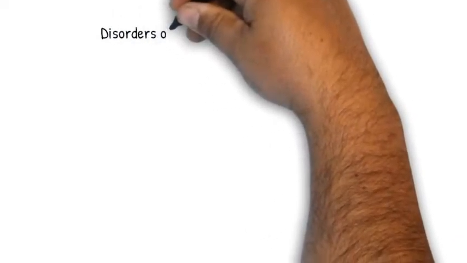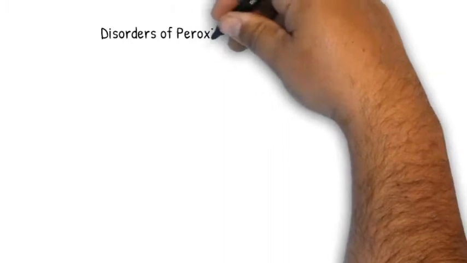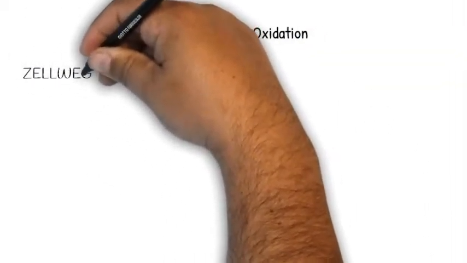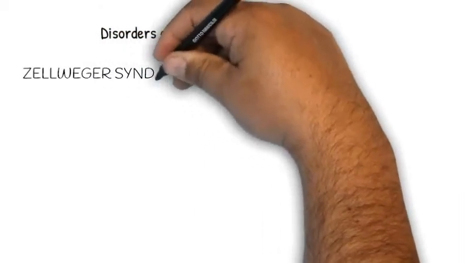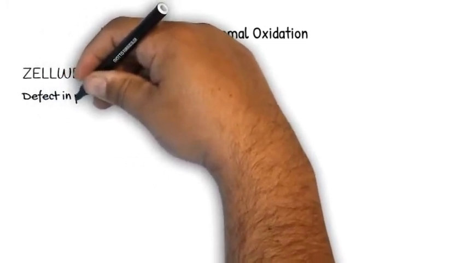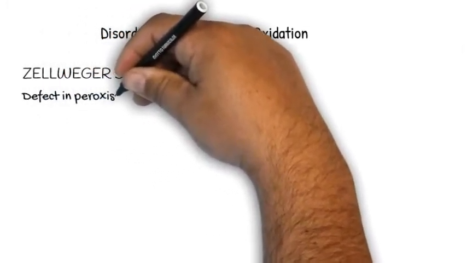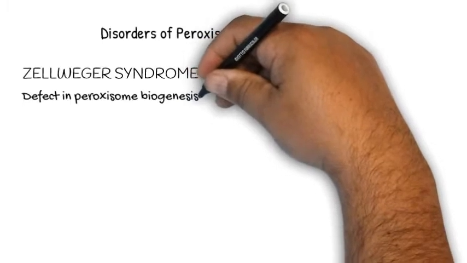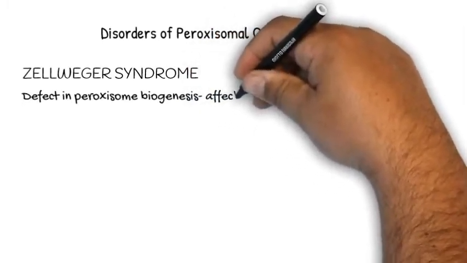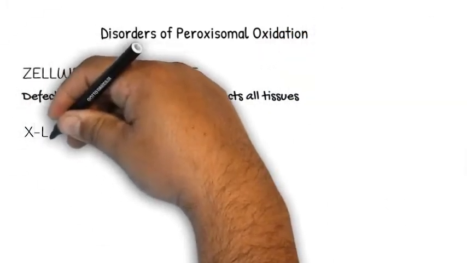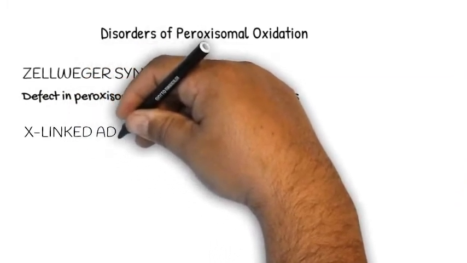So now let's take a brief look at some of the disorders of peroxisomes. Okay, and here we have a very important disease, high yield, Zellweger's syndrome. In this particular syndrome, there is a defect in the peroxisome biogenesis, in other words, synthesis of peroxisomes. So they cannot metabolize these very long chain fatty acids to the octanoyl CoAs that I showed you earlier. And so they accumulate, and this affects all of the tissues.